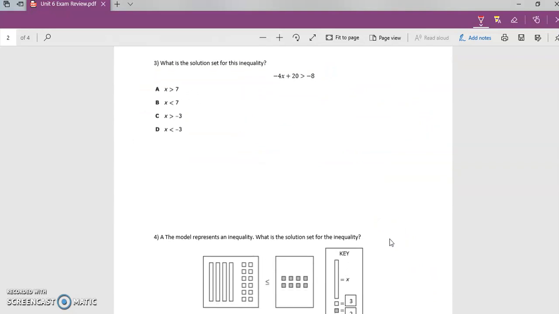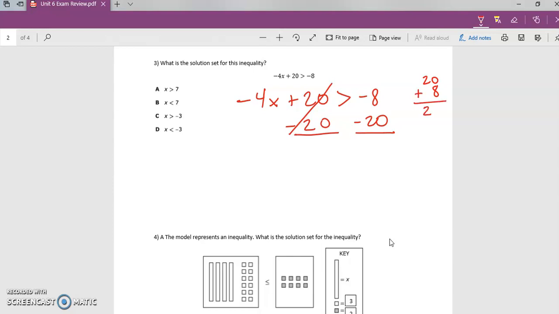Okay, number 3. What is the solution set for this inequality? I have negative 4x plus 20 greater than negative 8. So I have to move my constant, the number that I'm adding, so now I have to subtract it. I'm going to subtract it from both sides. These cancel. Negative 8 minus 20, whenever they're the same sign, I can just add them together and keep the sign. So 20 plus 8 is 28, and then I keep the negative. So this is negative 28.